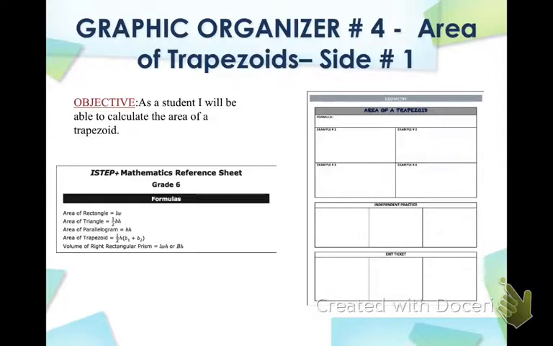I'm going to let you know that you will need graphic organizer number 4, and we will be working on side number 1. You will also need your iStep Grade 6 Mathematics reference sheet that does have the formulas listed below. You will need to refer to that at any time during this video.